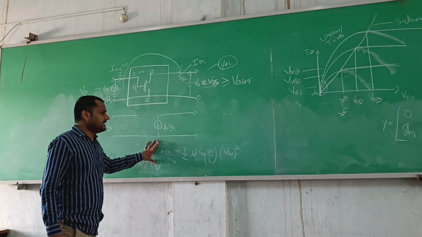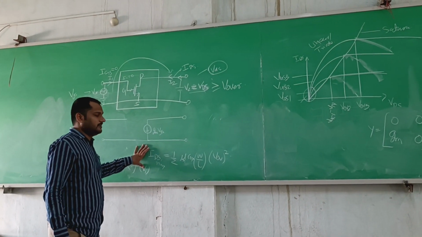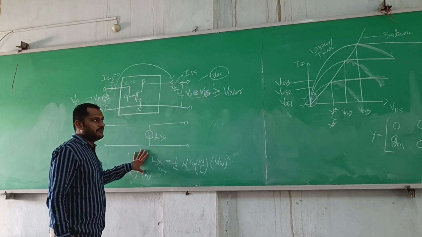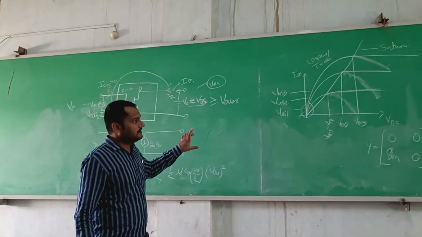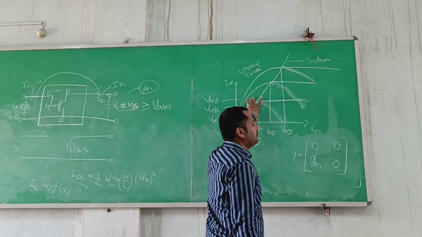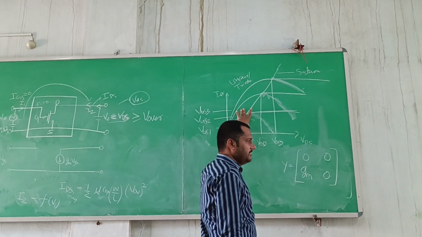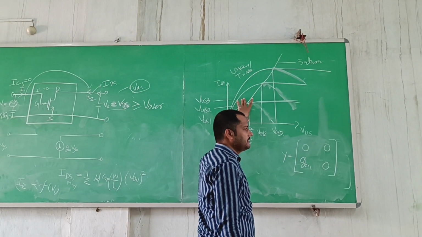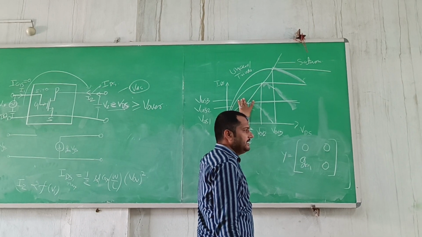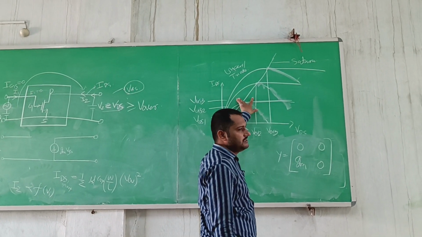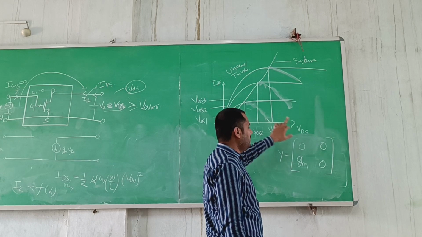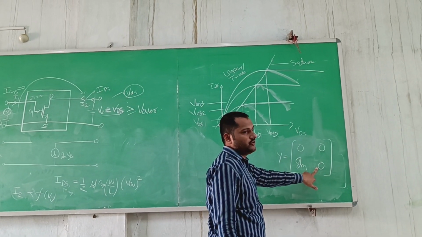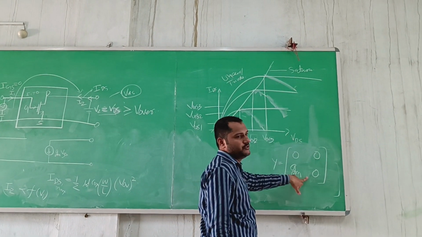Now we derive this equation. Okay, we derived this equation, and this plot, this characteristic we have drawn. In this characteristic, this slope is constant, and it is actually 0. This slope is 0, so our y22 is 0. According to this characteristic, this slope is 0.